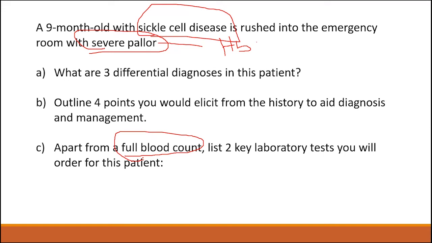So again, now what I do is that if I have my differentials in my head, I know my management protocol, then I think of what test can help me to arrive at my diagnosis. You will want to know. Because this patient, you will definitely give blood, because the person is having severe pallor. Sickle cell, severe pallor, they might need blood. So one, you want to do grouping and cross-matching. Do it.